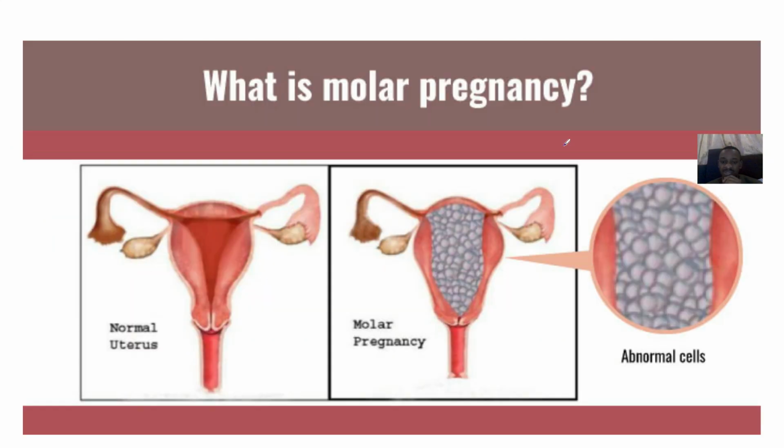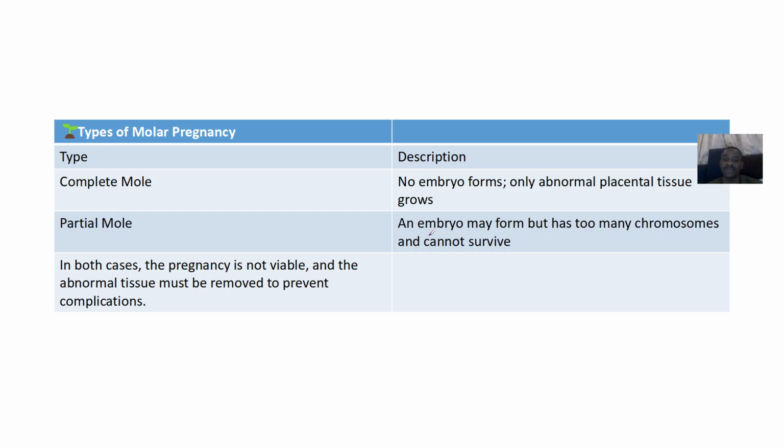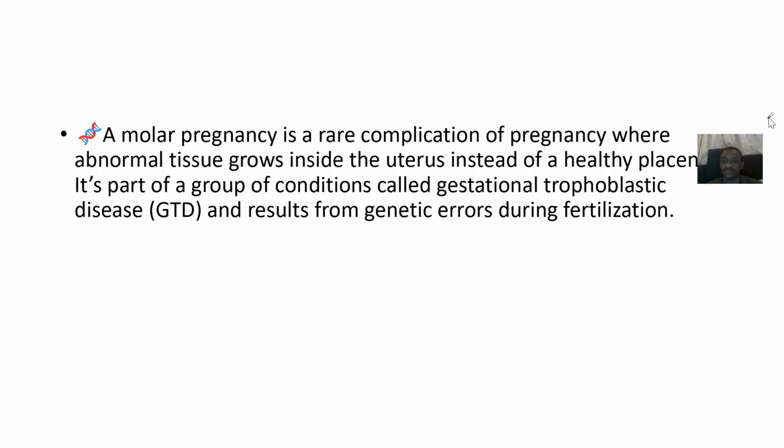Let's look at this picture again. Can you see? It's so huge. The cells are abnormal. It's not embryo cells. Okay. So what's a molar pregnancy? It's just a rare complication of pregnancy. It's not common. Right. This is where abnormal tissues grow inside the uterus, instead of a healthy placenta.